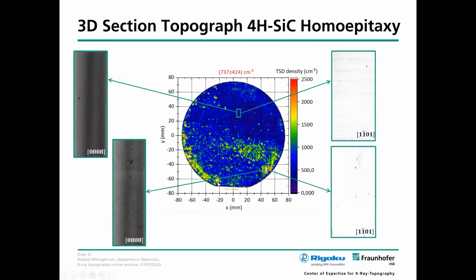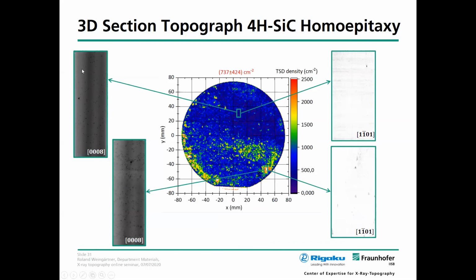Similar thing you can do now for 4H silicon carbide, which I would like to show you now. In the middle, you see now a 3D screw dislocation map of some wafer, as we have seen at the beginning. So we have regions where we are almost free of dislocations. For instance, at these positions, you see here the dislocation density is very low.